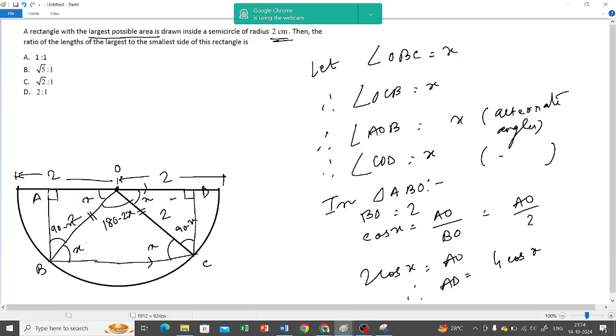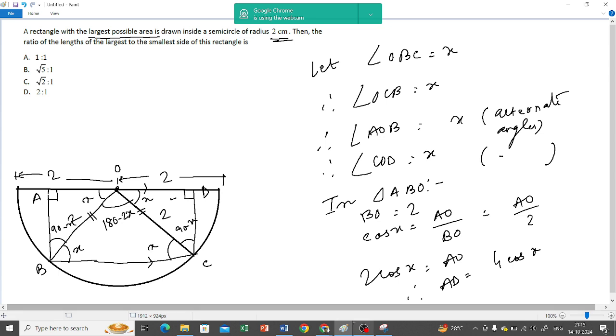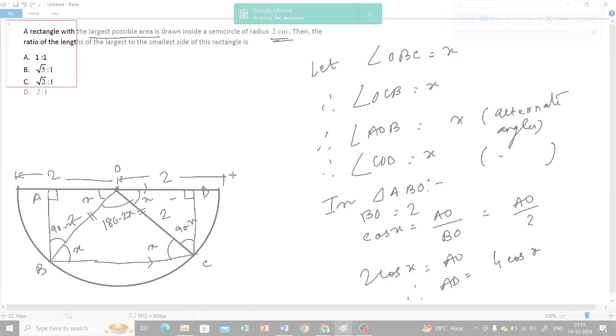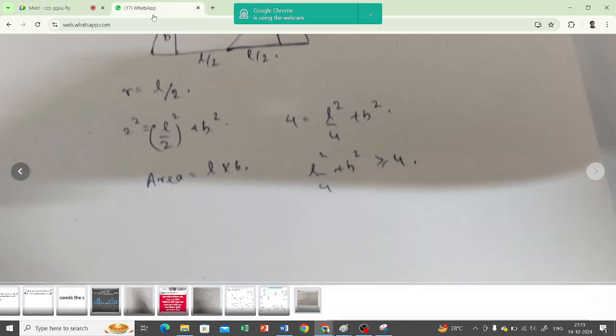What is AD? AD is 4 cos x, that is 4 by root 2, and the rest is same. So AD by AB is 4 by 2, that is 2 is to 1. D is the answer. Did you understand this, Ritama, Niladri? Yes, sir. See, here we got a point where we could avoid derivative because we had trigonometry. We had the privilege of using trigonometry.